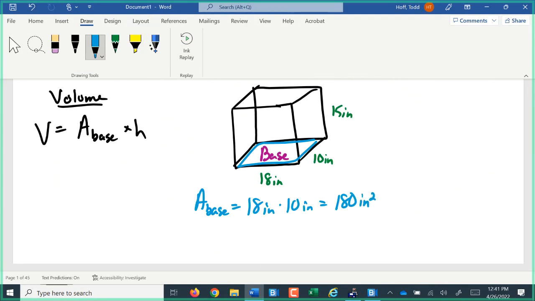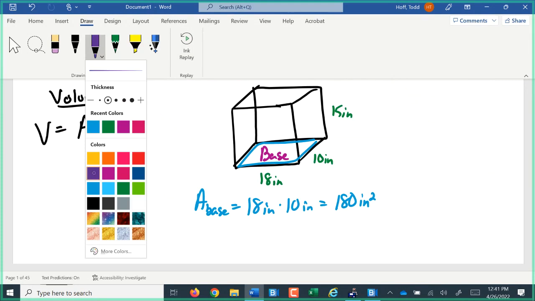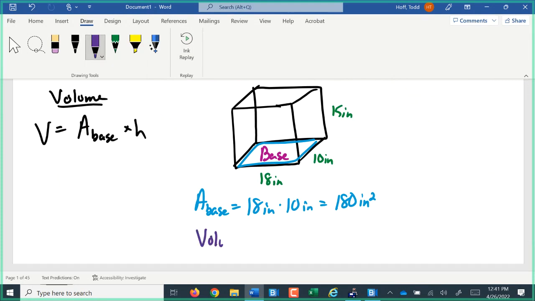180, and of course inches times inches is square inches. So then to find the volume, take the area of the base, 180 square inches times what? 15 inches of height. So 180 times 15 inches, 2,700, I believe. Square inches times inches is inches cubed.